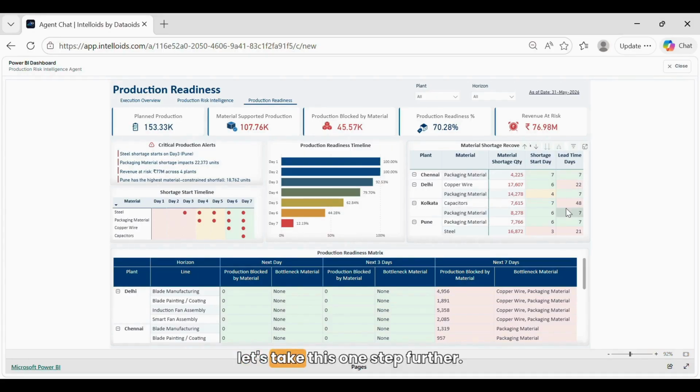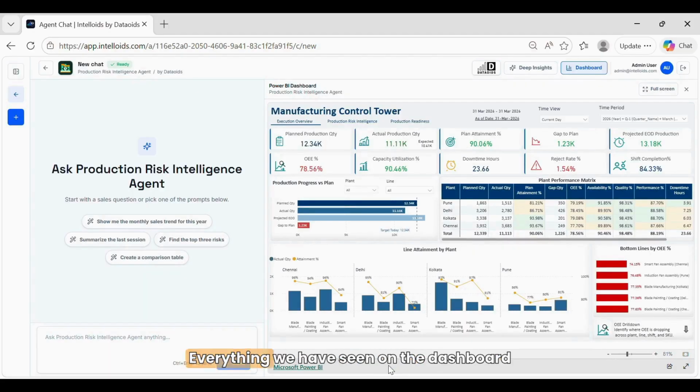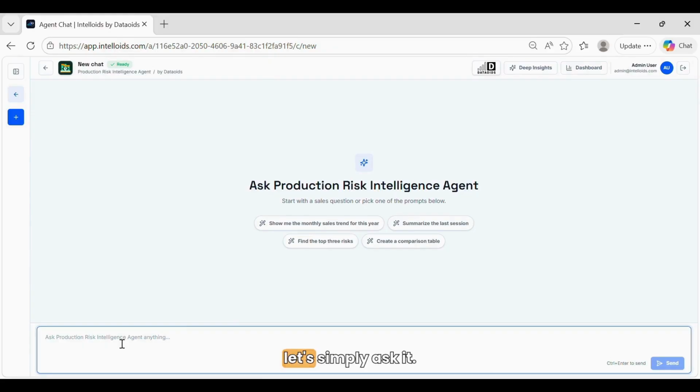Now, let's take this one step further. Everything we've seen on the dashboard can also be accessed through our production risk intelligence agent. So, instead of navigating through multiple visuals, let's simply ask it. First, let's ask, why are we expected to miss our production target?